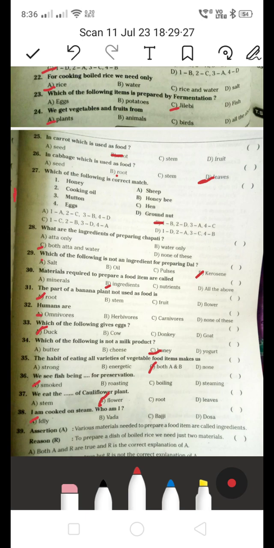Next, assertion and reason. Assertion A: various materials needed to prepare food items are called ingredients. Reason R: to prepare a dish of boiled rice we need just two materials. Options: both A and R are true and R is the correct explanation of A. Here the question is not clear, the options come next. Both A and R are true but R is not the correct explanation of A, that is the answer, it's B. Both A and R are true, but R is not a correct explanation of A, so its answer will be B.